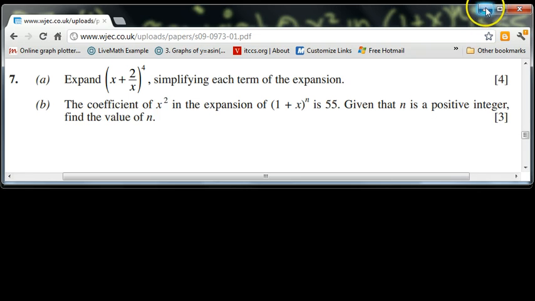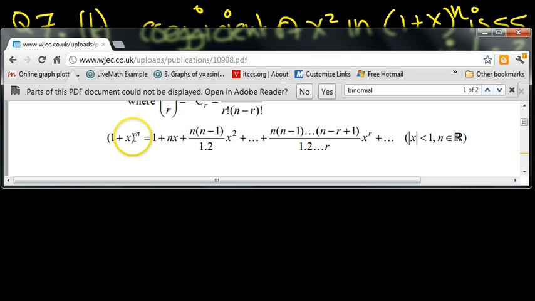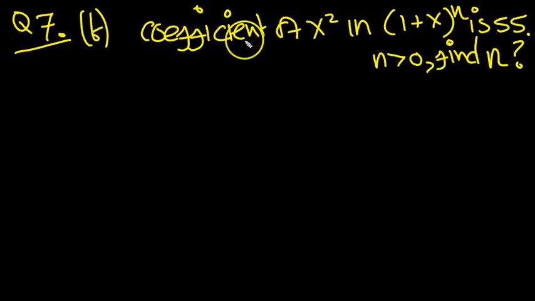The formula for that expansion is in the formula booklet, so I've got it here ready. So here's the formula: 1 + nx + n(n - 1)x² over 2 times 1, 2 factorial. Here's the coefficient of x squared, so we can write that down. That's the coefficient of x squared in the expansion of (1 + x)^n. So I'm just going to write that down in the question. So let's go to the question then.